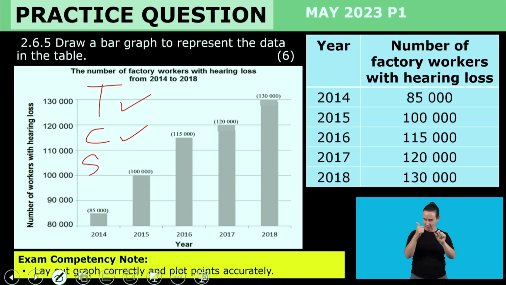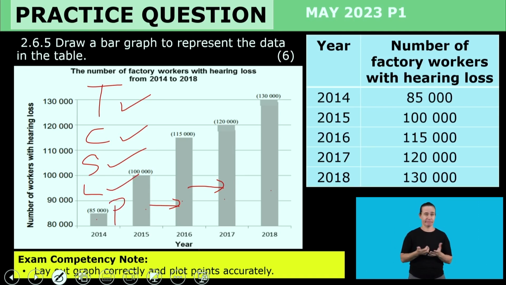Scaling. So we are looking at the shapes and the sizes of the bars and the spaces in between them. So we're looking at the width of the bars and the spaces in between. If they are equal, we get a mark, and we'll look at the labeling. The labeling is going to be based on the year and the number of workers with the hearing loss. It must be correctly labeled. You get a mark. And then there's going to be plotting. Basically, if there are 1, 2, 3, 4, 5.